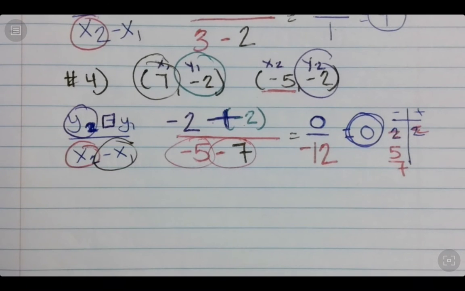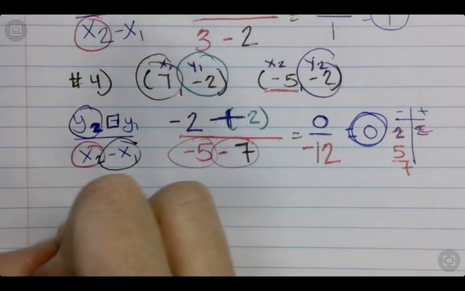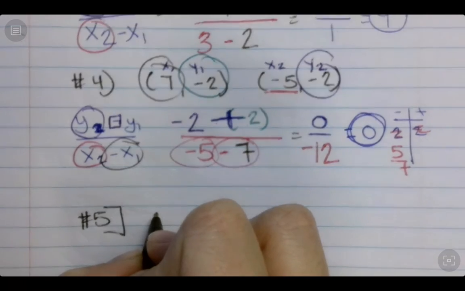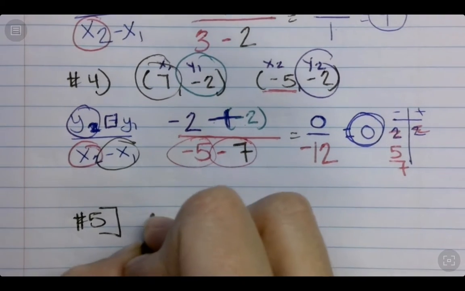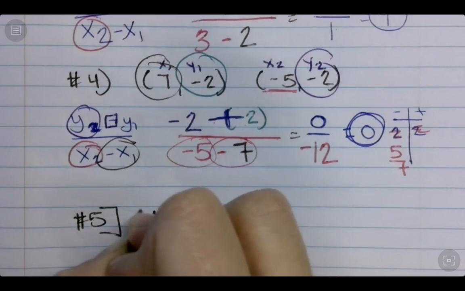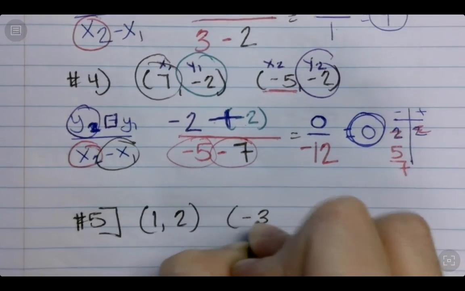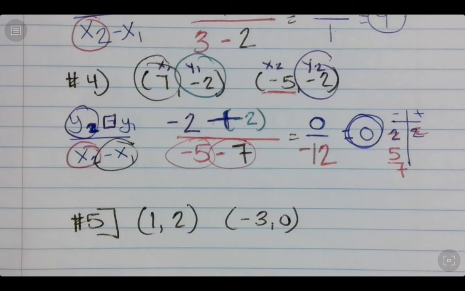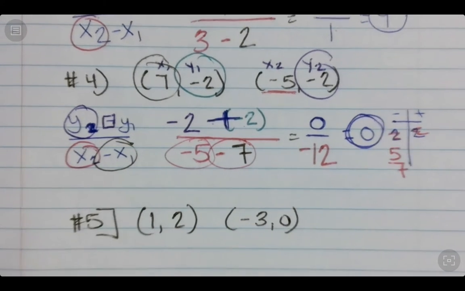All right. We're going to try one more. I'm going to have you do this one yourself. You got this. Don't you worry. One comma two and negative 3, 0. All right. Take a moment. Pause this video. When you come back, we'll go over it.